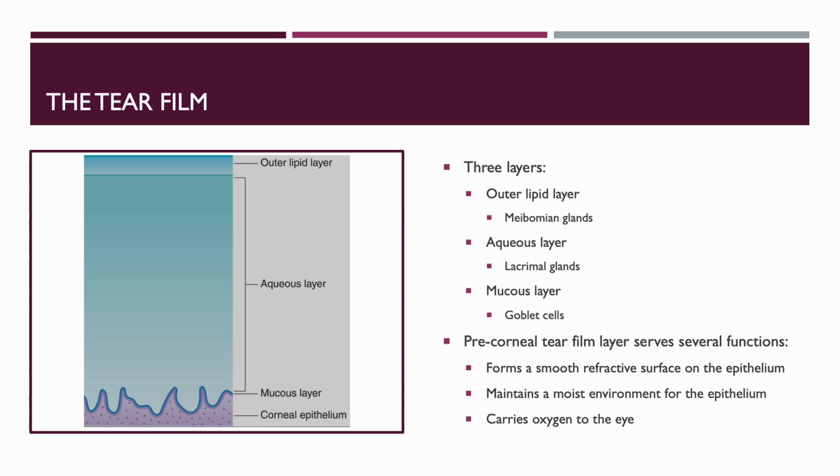The precorneal tear film layer serves several functions. It forms a smooth refractive surface on the epithelium, maintains a moist environment for the epithelium, and carries oxygen to the eye.